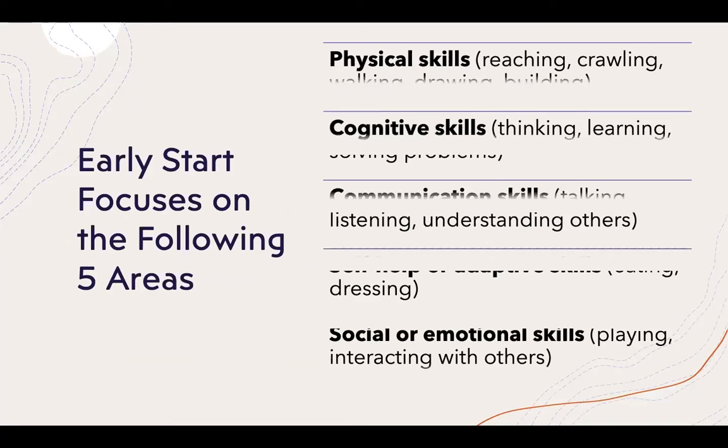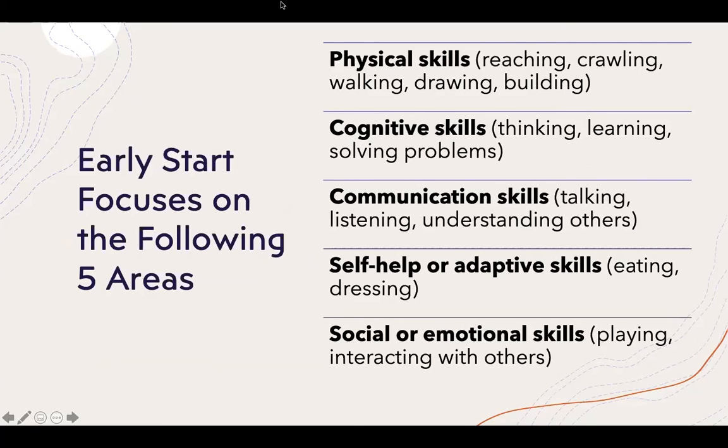So Early Start focuses on the following areas: the physical skills, whether gross or fine motor, walking, drawing, building, crawling; the cognitive skills, so that's when that thinking and learning function comes in, and certainly problem solving is a huge part of that; communication skills, so using language, talking, listening, understanding others; self-help, or also called adaptive skills, so eating and dressing, the sort of activities of daily living that we want our children to be able to practice and to learn. And then social and emotional growth, so that has to do with interactions, play. Certainly at this age, it's all about play and just that playful interaction with others.